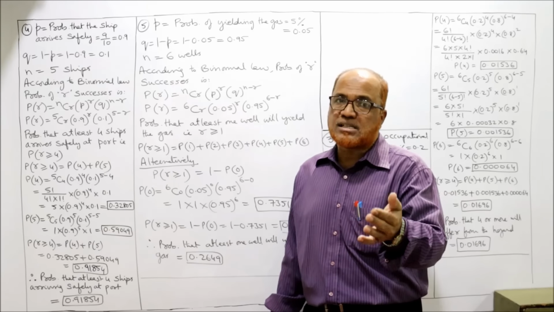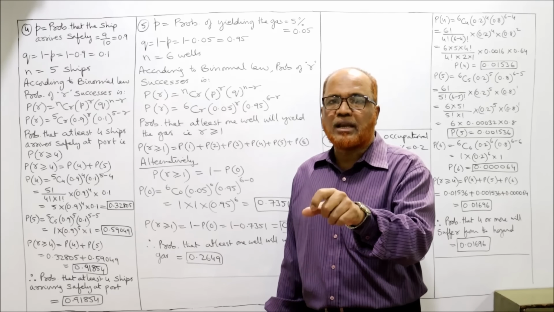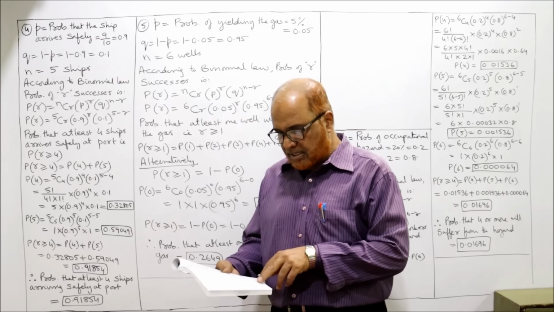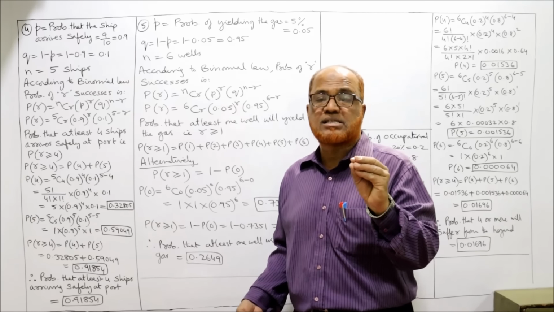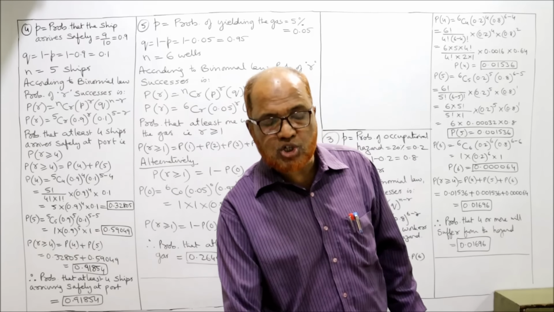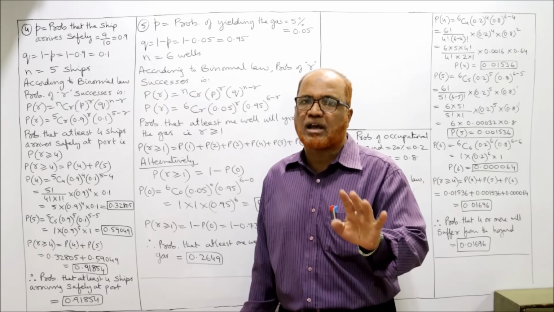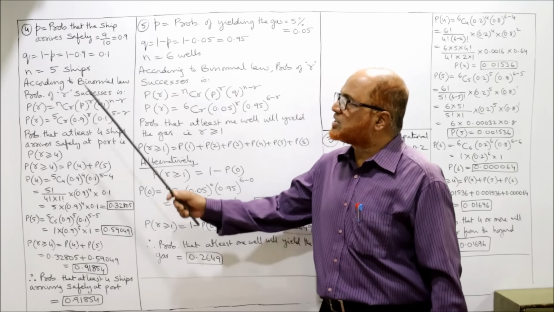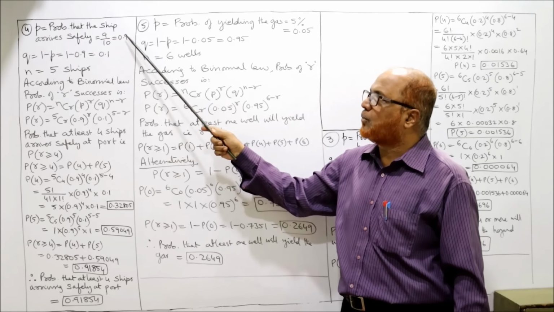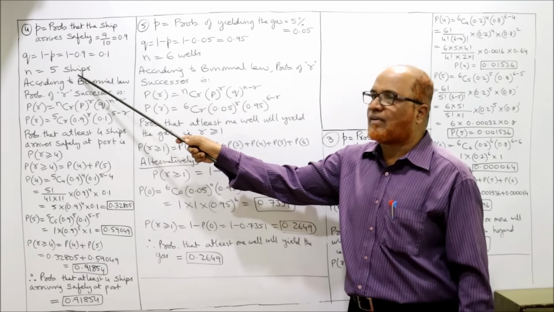So 0.9 is safely, so what does the remainder mean? Not safely. 0.1 is the probability that the ship will not arrive safely. Then how many ships are there? Out of 5 vessels, 5 ships are coming. What is the probability that at least 4 ships will arrive safely out of 5? First we write P is equal to 0.9, the probability that the ship arrives safely. Q is equal to 1 minus P, 1 minus 0.9, 0.1. N is equal to 5 ships.